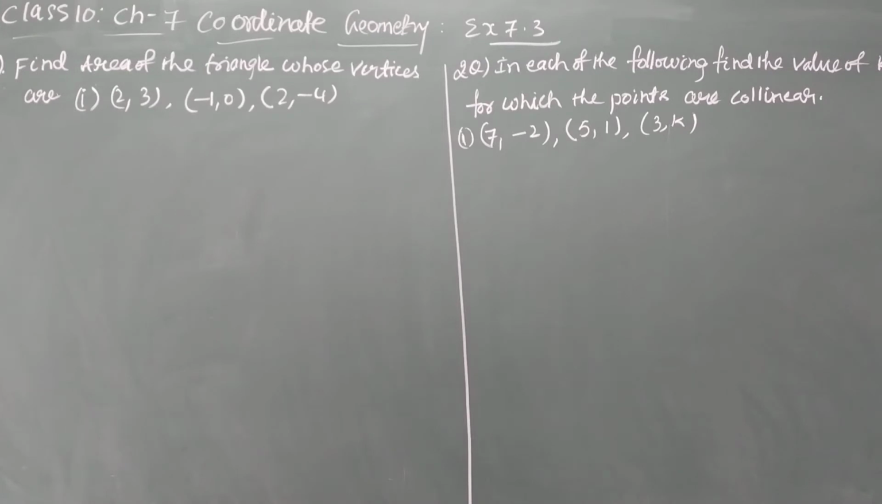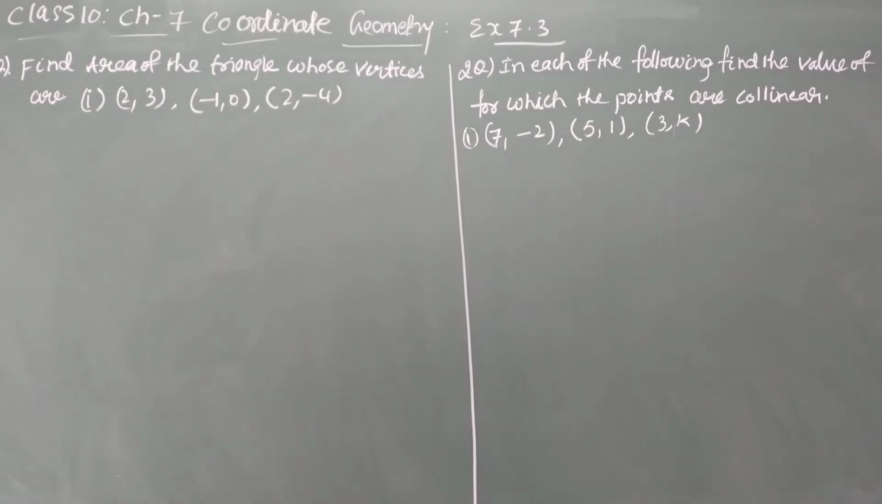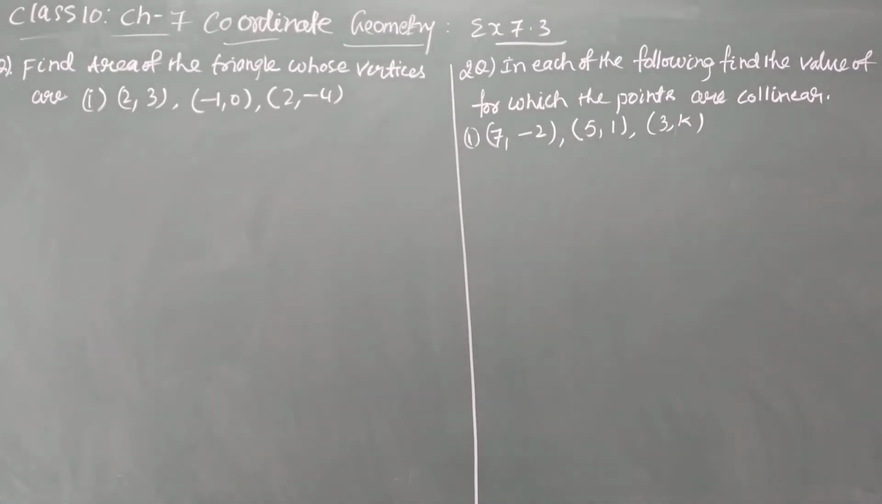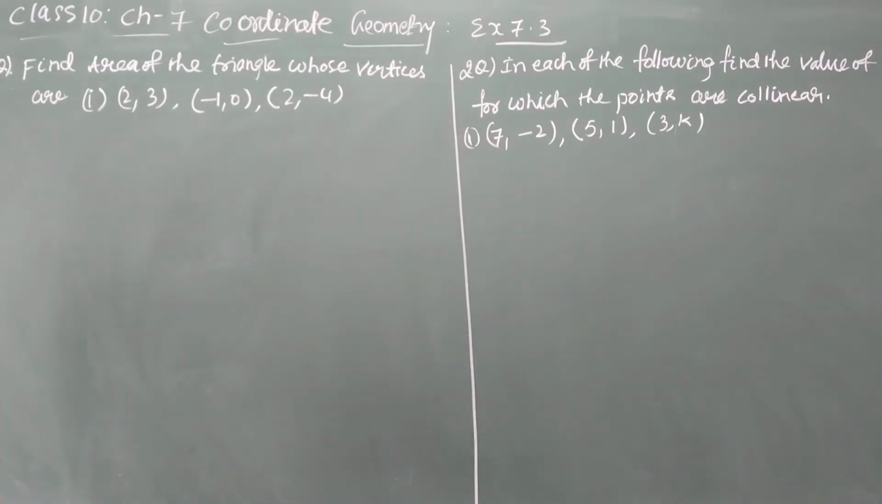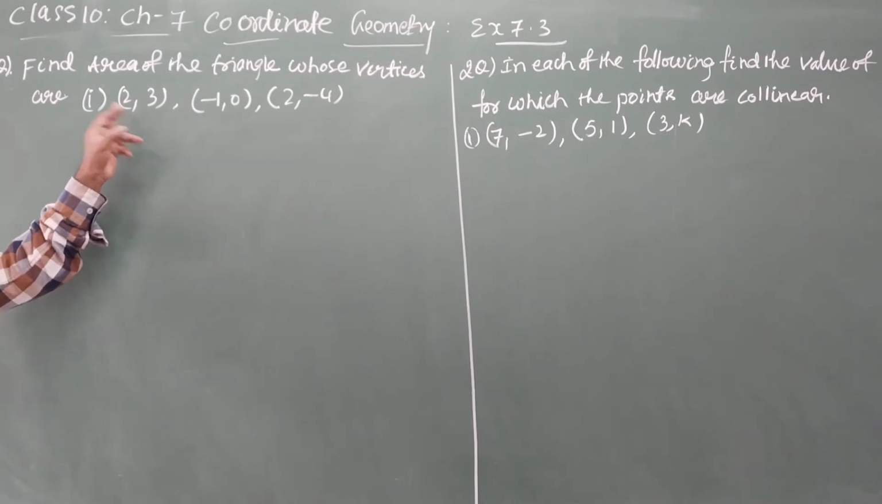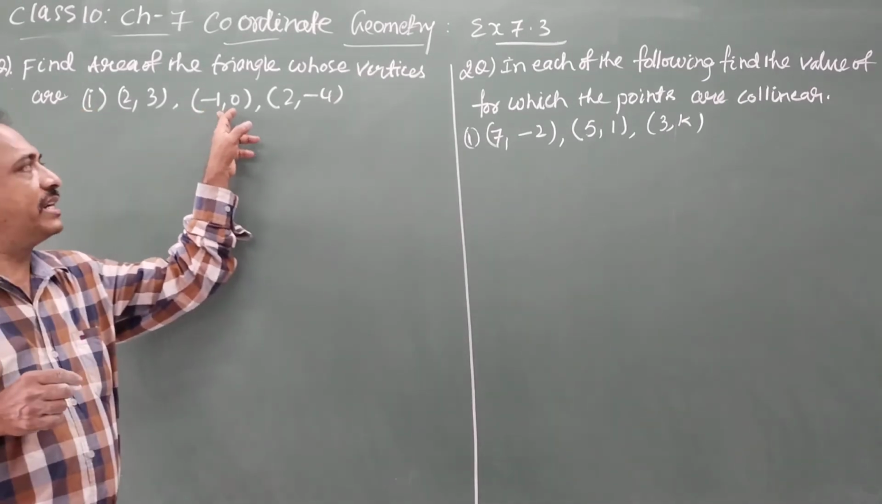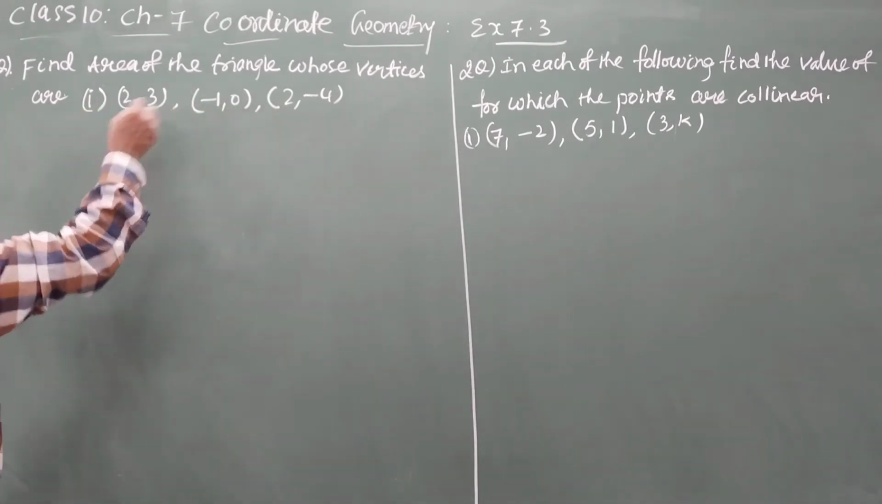Yeah, let us see exercise 7.3. Based on the area of a triangle formula, let us discuss some of the questions. Find the area of the triangle whose vertices are (2, 3), (-1, 0) and (2, -4). These are the three vertices.